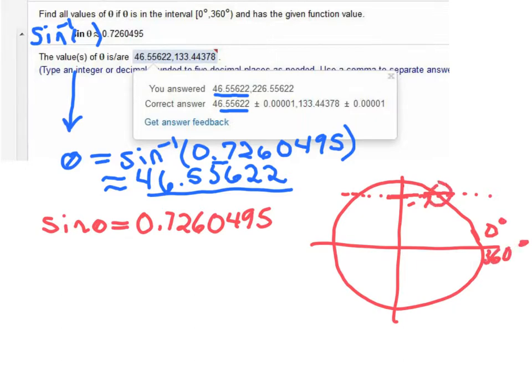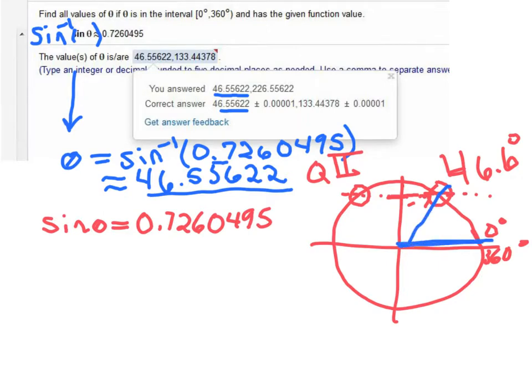You're going to get one solution in quadrant 1, and that's what we just found, this 46 point, I'm going to round it to 0.6 degrees right here. There's another solution in quadrant 2. So that's the first thing to note. We're looking for a solution now in quadrant 2. Now, that angle in quadrant 2 will have the same reference angle as our angle over here in quadrant 1.